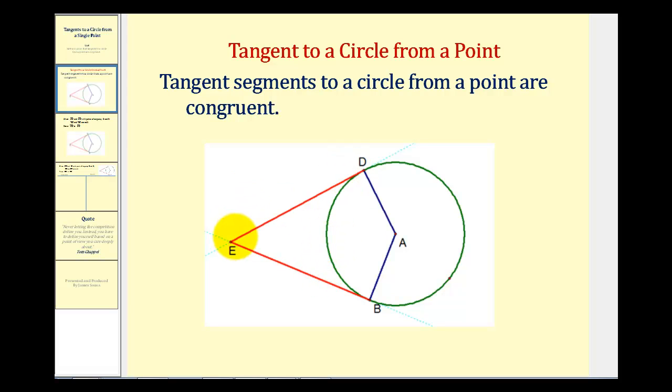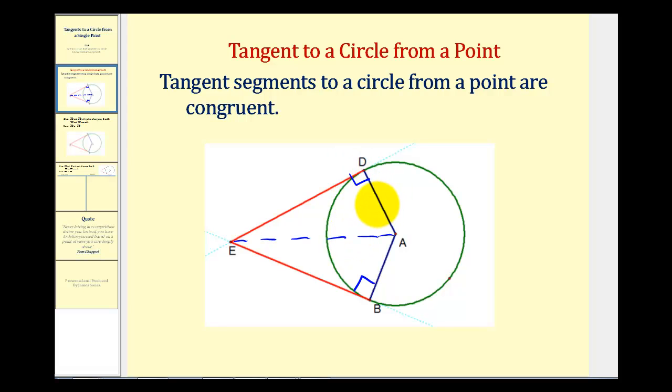We'll do that by first constructing segment AE and then prove that these two smaller triangles are congruent and therefore corresponding parts are also congruent. And this is going to be a pretty straightforward proof. Remember, we know from the previous video that this red segment and the radius drawn to the point of tangency are perpendicular. So this is a right angle here and this is a right angle here. So we'll be able to prove that these two triangles are congruent by hypotenuse leg congruence.